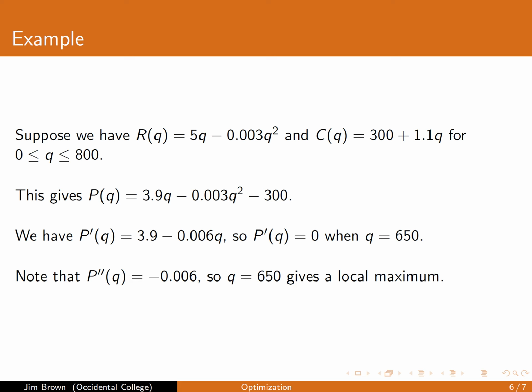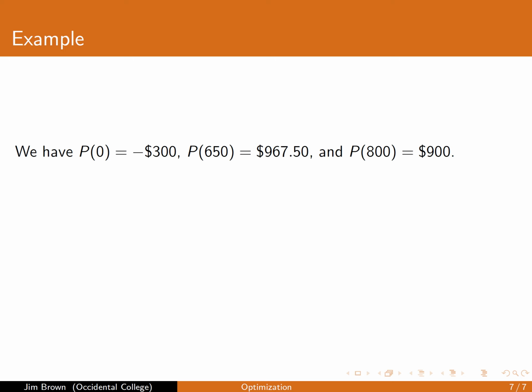Even though we're working on a closed interval, so strictly speaking we don't need to do this step, we can see that P double prime of Q is minus 0.006, so this Q of 650 does give us a local maximum. And now we can just evaluate the endpoints. We see P of 0 is minus 300. Remember, that was the cost for us to just set things up, even if we produce 0 products.